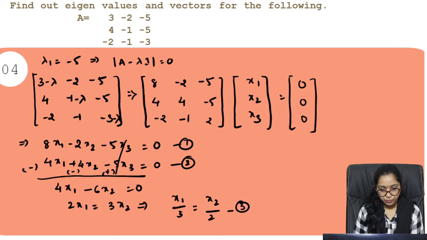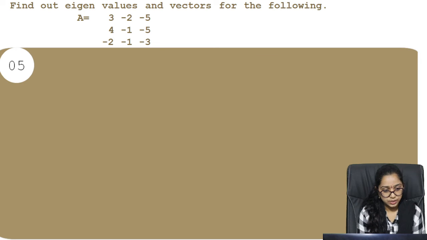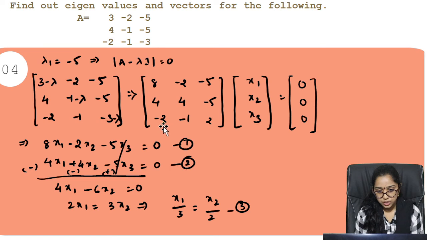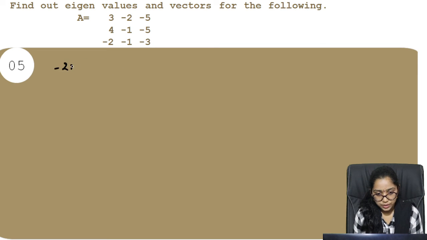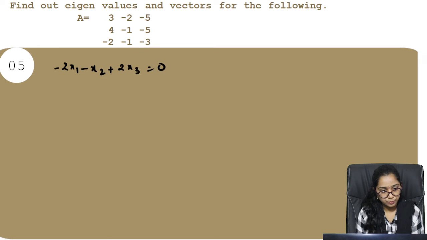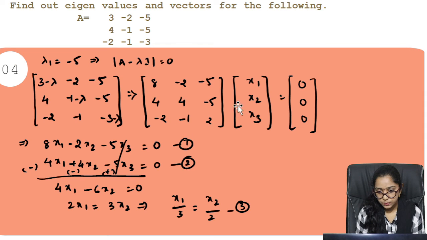Now let us consider the third equation. What is the third equation? Minus 2x1 minus x2 plus 2x3 is equal to 0. Am I right? Minus 2x1 minus x2 plus 2x3 is equal to 0.